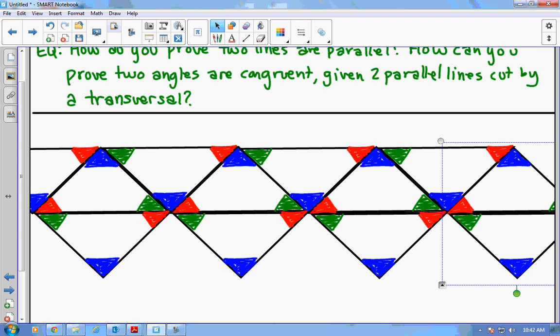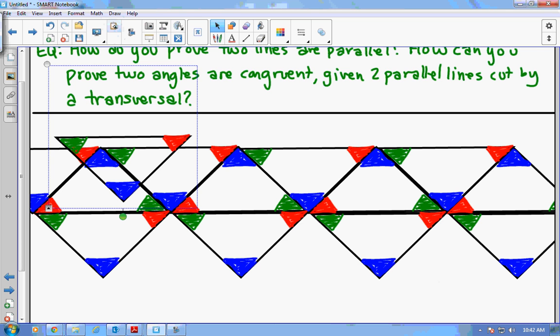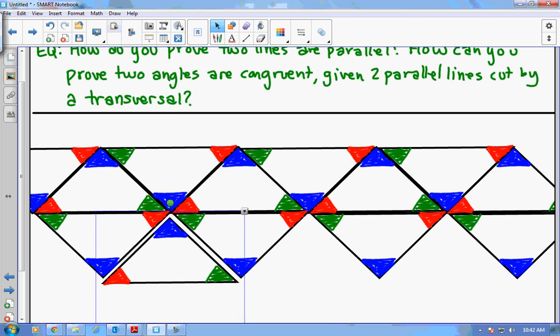Once you have the second row, mine's only halfway done. I need to fill in all of these gaps with another triangle. So I'm going to rotate it up and slide it into the gap.